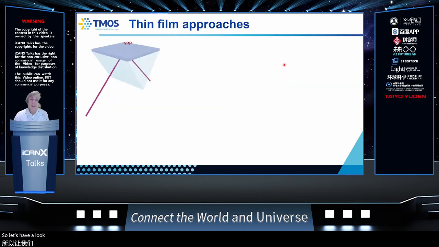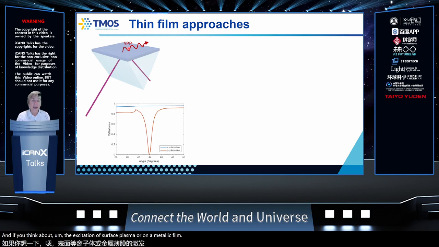So let's have a look at some methods for performing this object plane filtering. Firstly, I'll say a little bit about some thin film approaches. If you think about the excitation of surface plasmon polaritons on a metallic film, that has a high sensitivity to angle of incidence. This shows the reflectance of a thin layer of gold as a function of angle of incidence for both P and S polarization. You can see that for P polarization, there is a strong angular sensitivity about this particular value. It's this kind of behavior that can be utilized in object plane Fourier filtering.